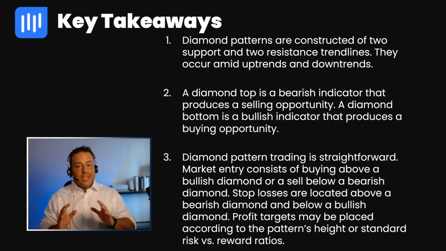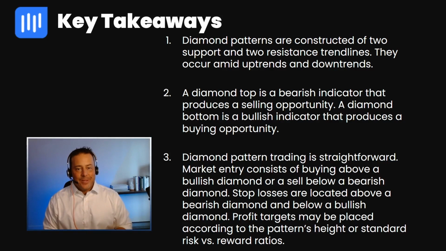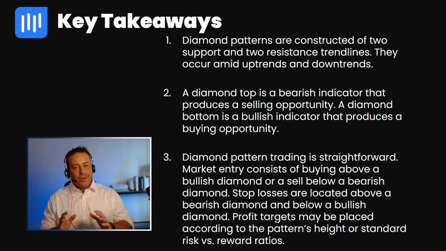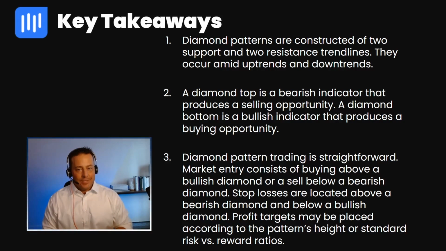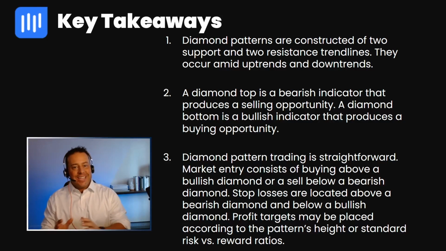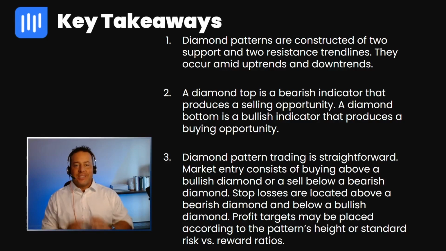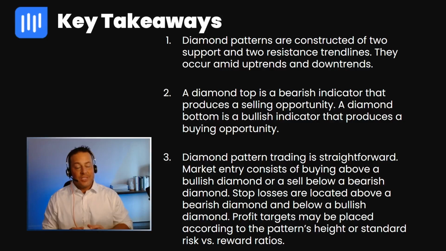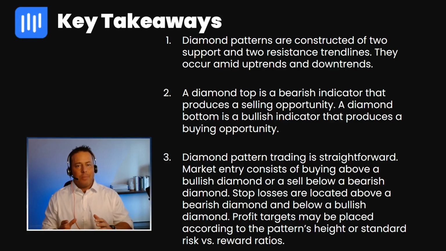Now, let's review some of the key takeaways from the diamond chart pattern. Number one, diamond patterns are constructed of two support and resistance lines. They occur amid uptrends and downtrends. Number two, a diamond top is a bearish indicator that produces a selling opportunity. A diamond bottom is a bullish indicator that produces a buying opportunity.